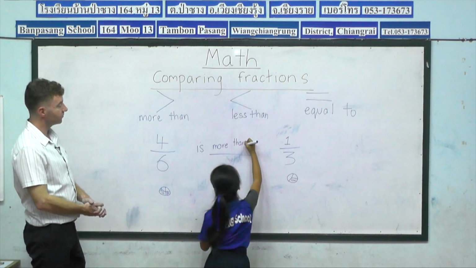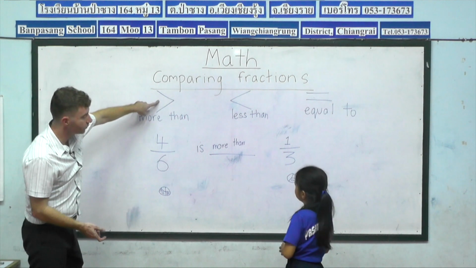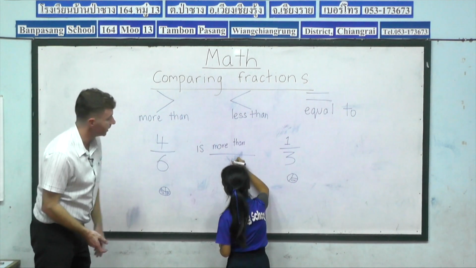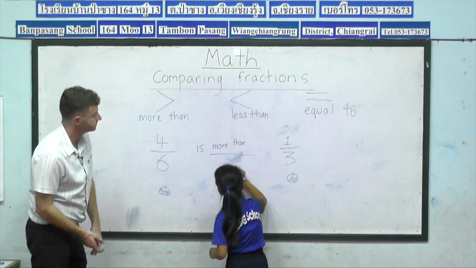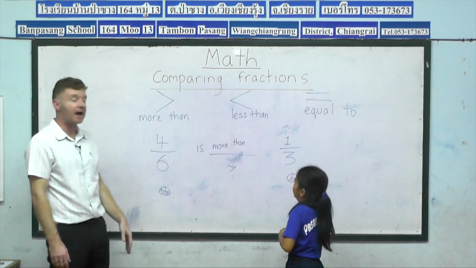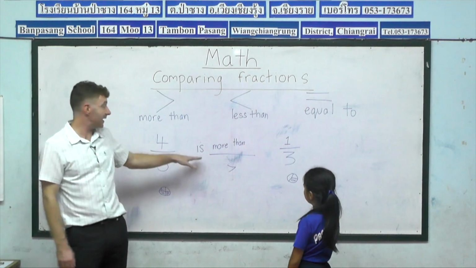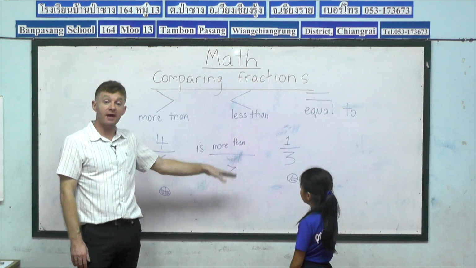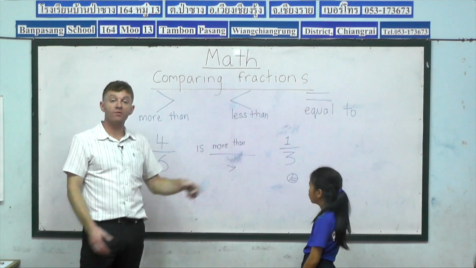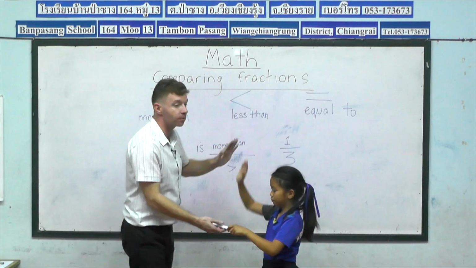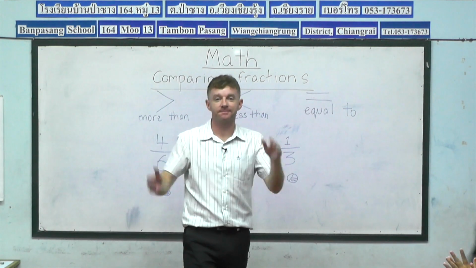And Prau, to save you writing, you can also use the symbol. You can put that underneath or anywhere. Perfect. So all together, guys, 4/6 is more than 1/3. Perfect. High five. Big round of applause for Prau, please, guys.